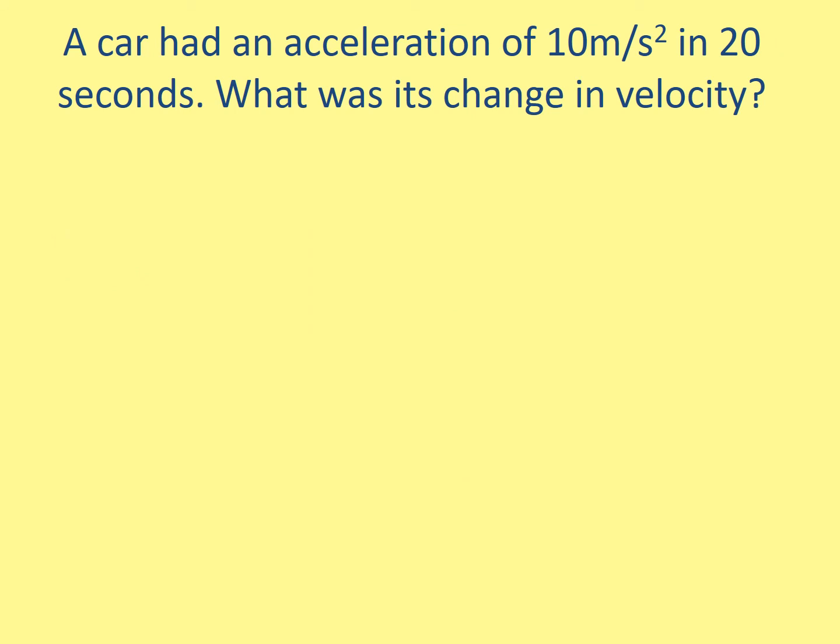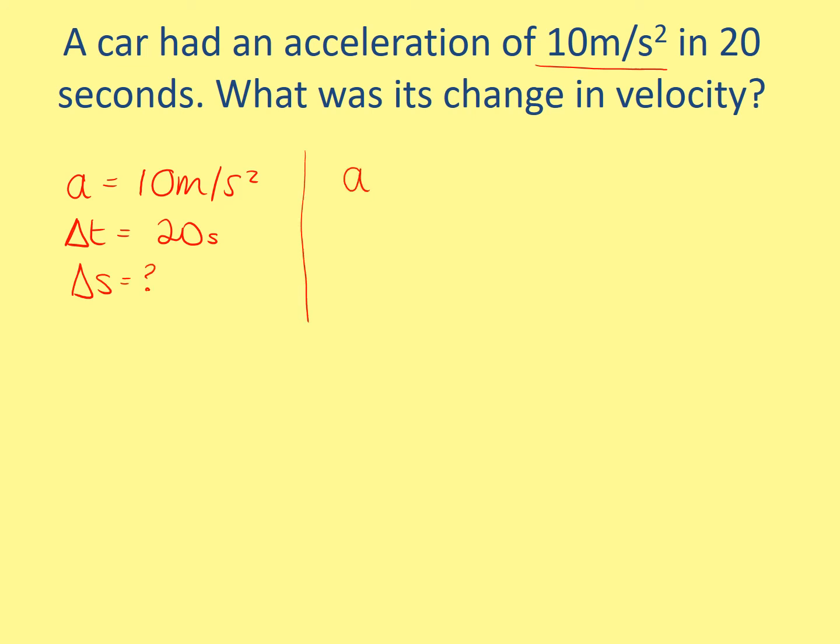So this time I've been given the acceleration of a car, 10 meters per second squared, and a time of 20 seconds. So acceleration is 10 meters per second squared, and the change in time is 20 seconds, and we want to find the change in speed. So acceleration is equal to the change in speed divided by the change in time.